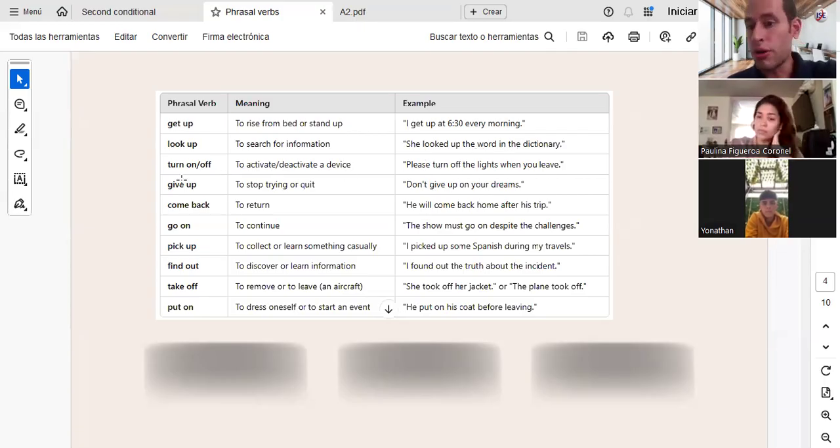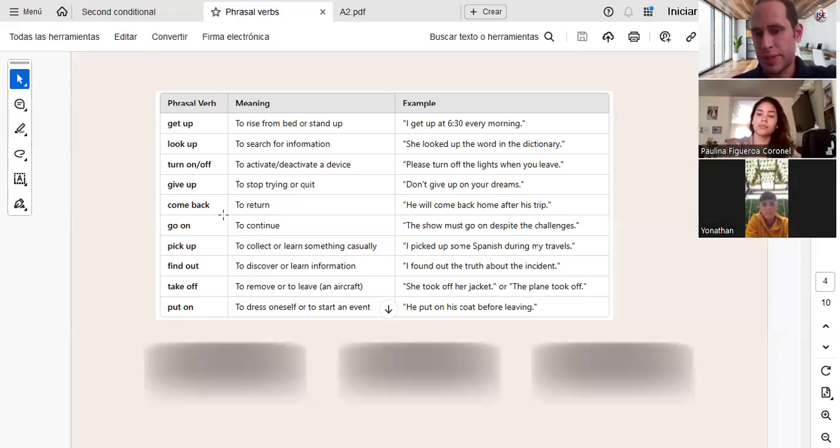Turn on and turn off. Turn on, to activate. Turn off, deactivate a device. It means encender, apagar, right? Turn on, encender, turn off, apagar. So please turn off the lights when you leave. Give up, to stop trying or quit. Don't give up on your dreams. So rendirse, right?